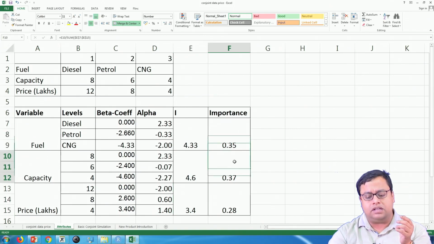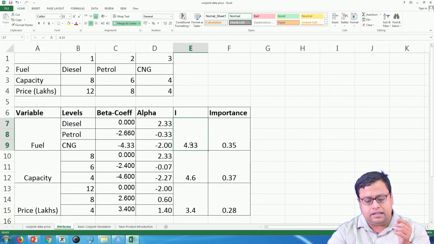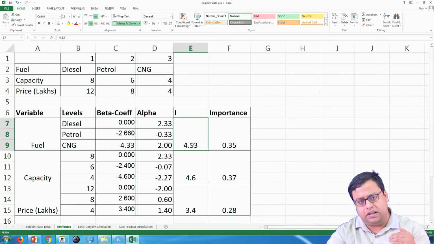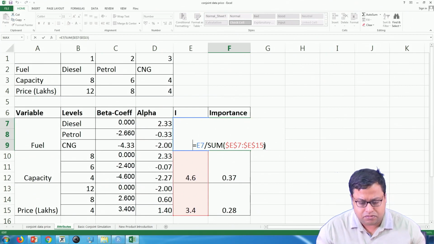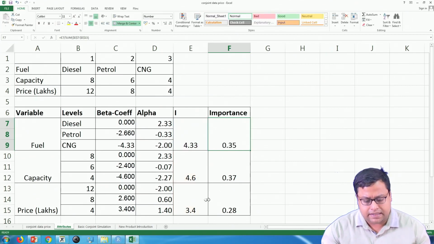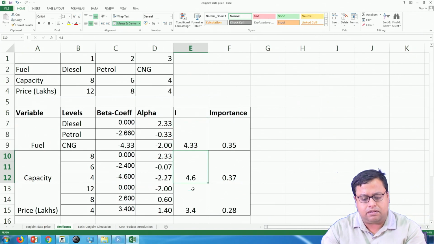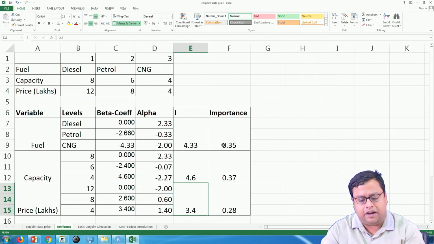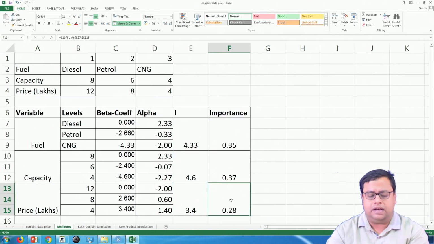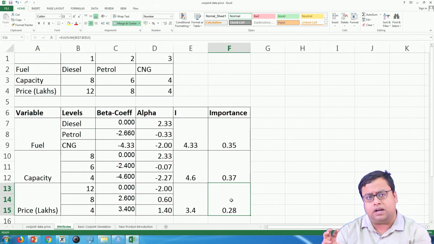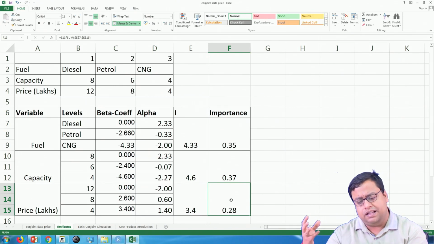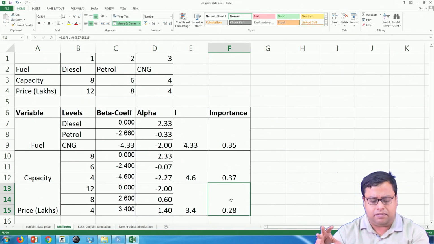Now, these importance scores are nothing but the individual values divided by the summation of the 3 values. So, this is nothing but E7 by summation of E7 to E15. What is E15? Just 1 minute. It should be E15 exactly. So, these three values I find out, 0.35, 0.37, 0.28, give me an idea that capacity is something that is more important. The next important variable is fuel and the third important variable is price.